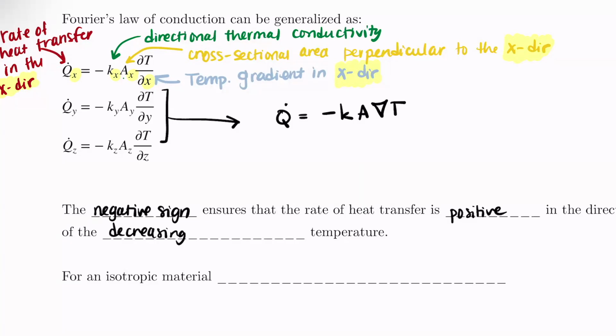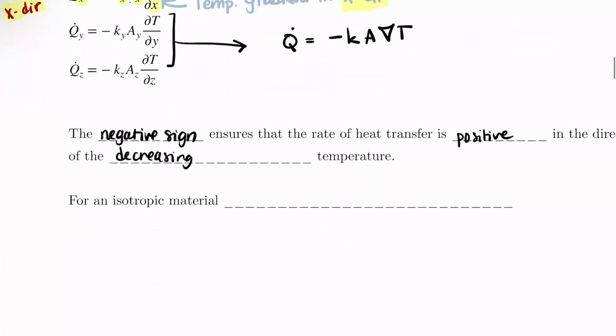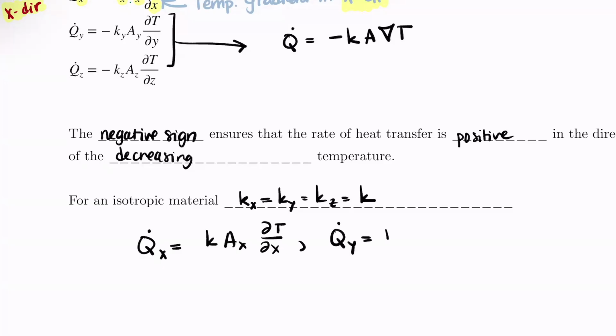Okay. For an isotropic material, which is what we're going to concern ourselves with in this class, that means that Kx equals Ky equals Kz is just K. So that means that we can write that, for example, Q dot X is just K Ax partial T partial X. Q dot Y is K Ay partial T partial Y. And then Q dot Z is K Az partial T partial Z.